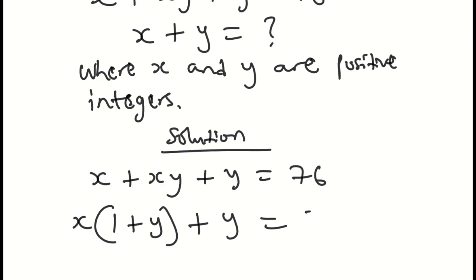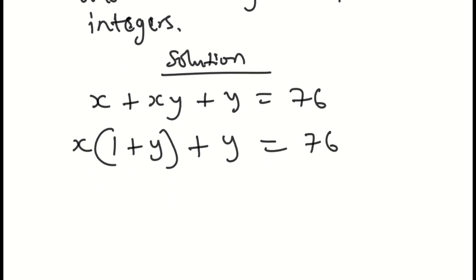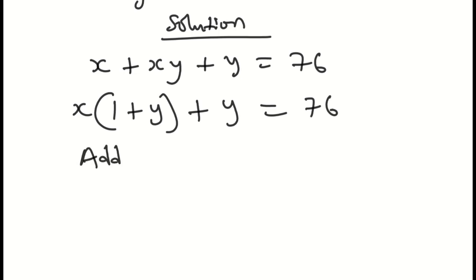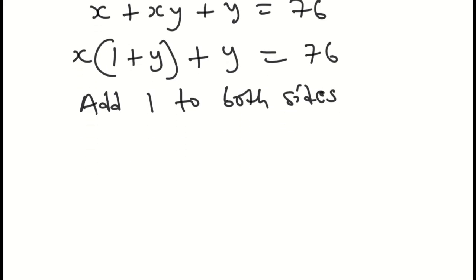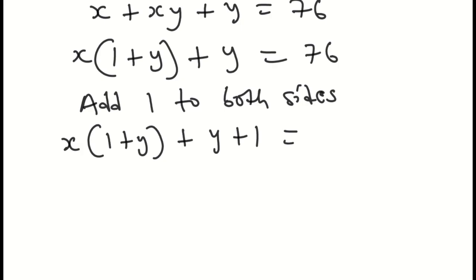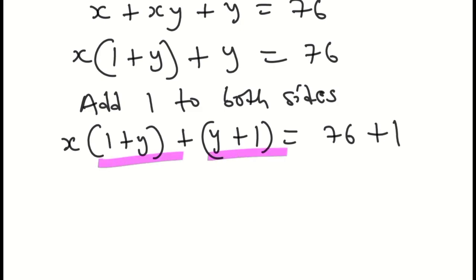So 76, I'm going to say add 1 to both sides. So if I do that, I'm going to have what? X bracket 1 plus y, and then plus what? Y plus, remember I'm adding 1 to both sides. Y plus 1 is equal to what? 76 plus 1. Good. I can wrap this in a bracket, and then I have a common factor here, which I can also factorize.